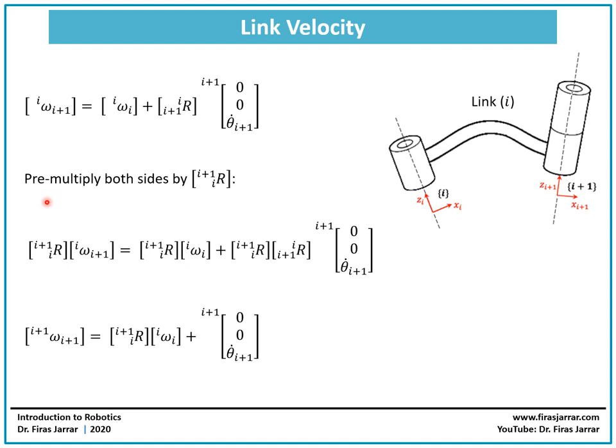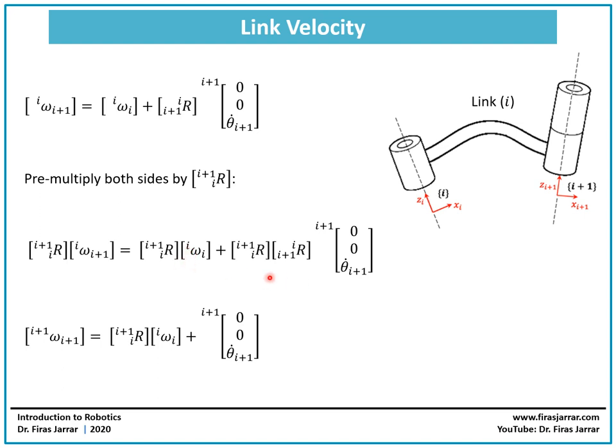As you may have already expected, we are going to pre-multiply both sides of the equation by this rotation matrix, and thus you can recognize here the mapping of the angular velocity of link I plus 1 from being expressed in frame I to being expressed in frame I plus 1. This is from the definition of mapping that we covered in a previous lecture. And here we'll do nothing, and in this part we will not do the mapping, because we want to keep omega of link I expressed in its own frame.